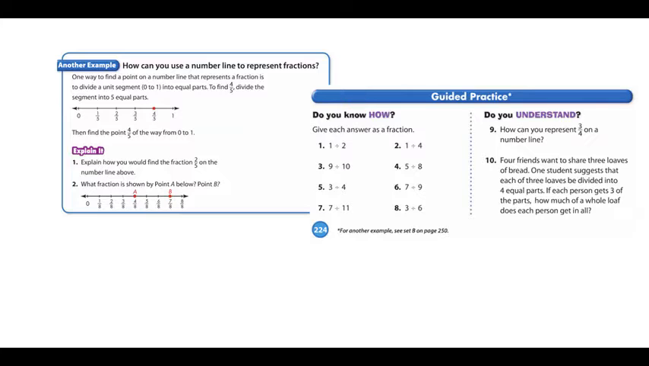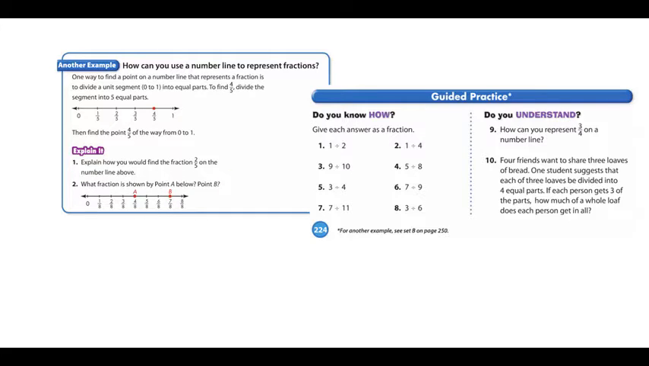Down here, this is explain it. Explain how you would find the fraction 2/5 on the number line above. Hopefully you're thinking, I would just go to 2/5 and see that that's 2 parts away from 0, so therefore it's 2 out of 5. Go ahead and pause right now and do number 2 and tell a partner.